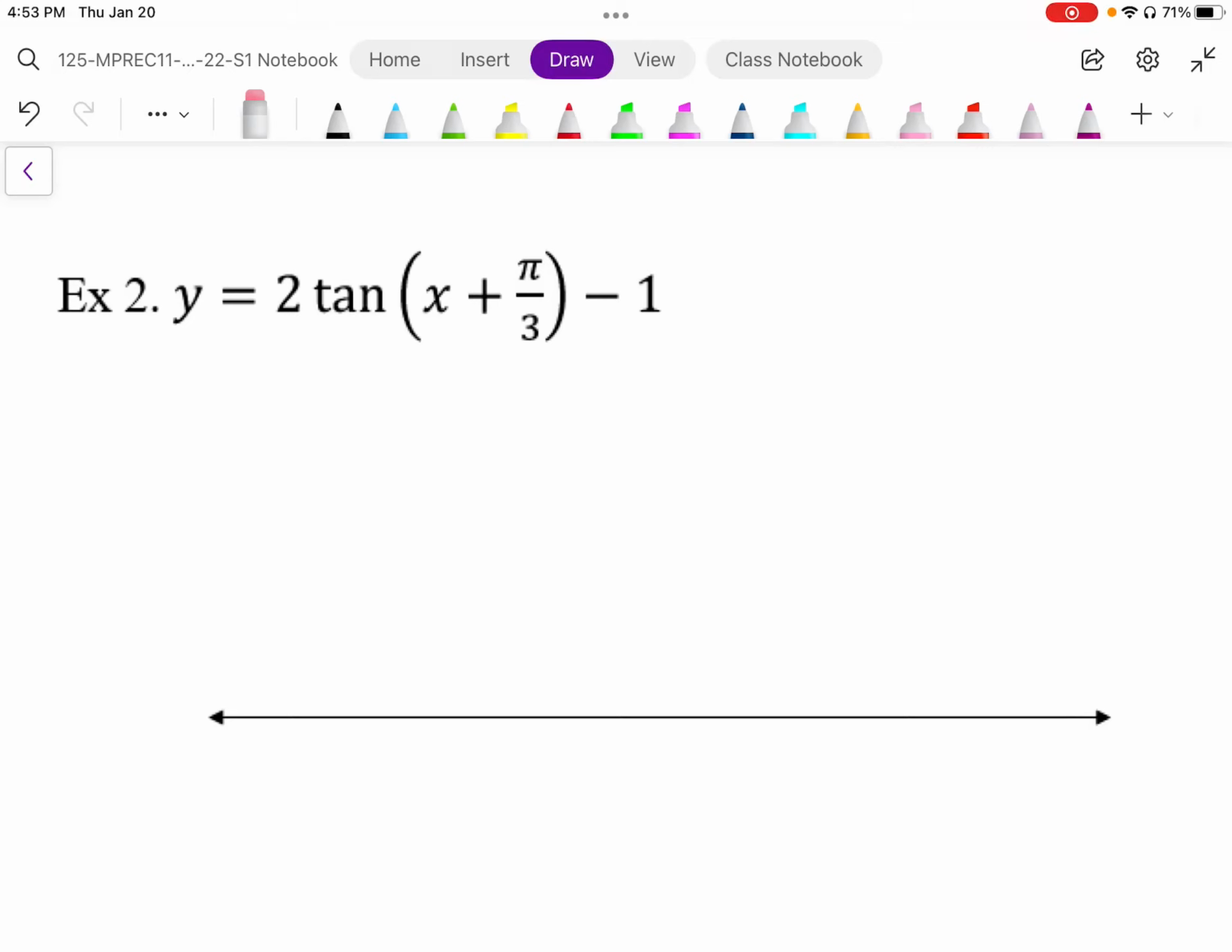Okay, so again, the key to graphing the tan function is we want to find the center. So I'm going to start with my shifts. I'm going to draw it over here. There's my y-axis. It's not a very good line, but I'm going to draw it a little bit nicer. There's my y-axis.